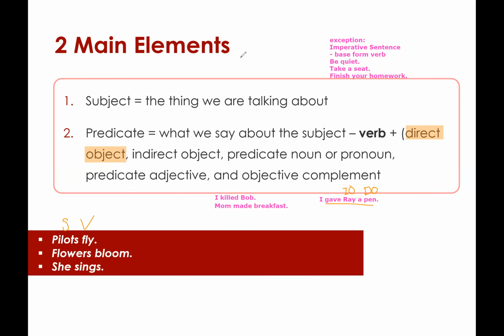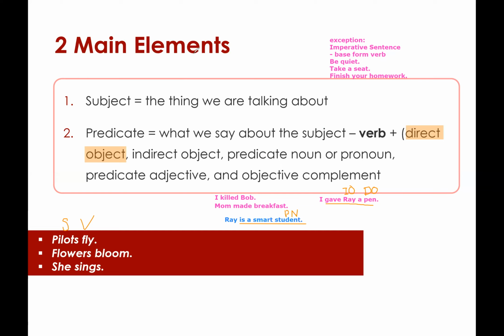Now, what is a predicate noun, pronoun, or predicate adjective? It also comes after our verb, but this time it comes after our intransitive verb or linking verb, like be verb. Ray is a smart student, right? So is is my linking verb. So is a smart student, that is my predicate, and student is my predicate noun. Okay, so essentially the difference between object and predicate noun depends on the verb it follows. If it's transitive, it's followed by direct object. If it's linking verb like is, are, it's followed by predicate noun.